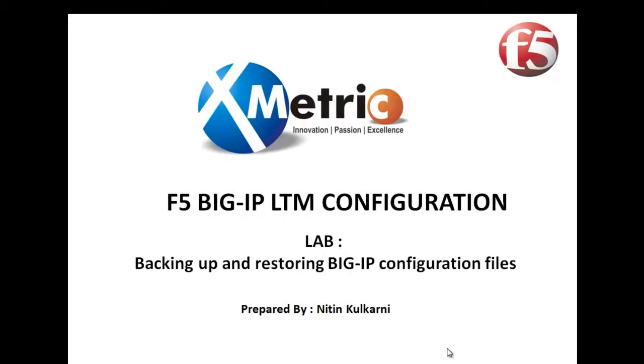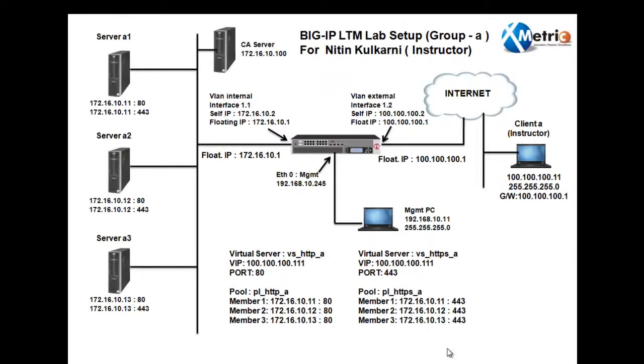Welcome to the F5 Big IP LTM configuration series, and in this video we are going to see how to backup and restore Big IP configuration file by using the configuration utility, that is the GUI interface, and by using the command line. This is the setup of having a Big IP LTM box, and there is a management PC 192.168.10.11 and the management IP is 192.168.10.245.